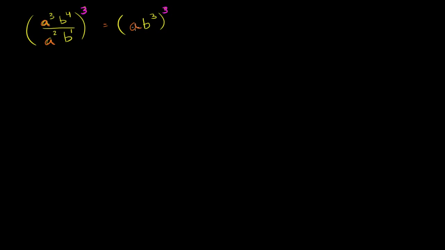And now we can use the property that when I multiply something and take it to the third power, that's equivalent of taking each of these to the third power. This is equal to a to the third power times b to the third to the third power. And then this is equal to a to the third power, that's just a to the third right there. And then what is this? Times b to the 3 times 3 power, times b to the ninth. And we would have simplified this about as far as you can go.